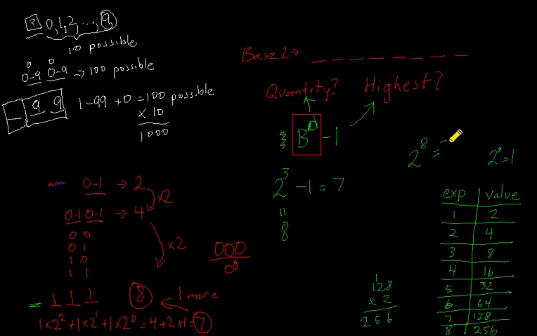So with 8 bits, I can represent 256 unique numbers, and our highest number is just going to be our base to the number of digits, minus 1, which will give us 255.